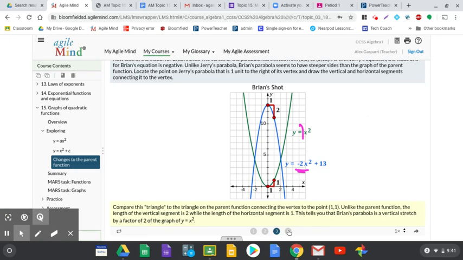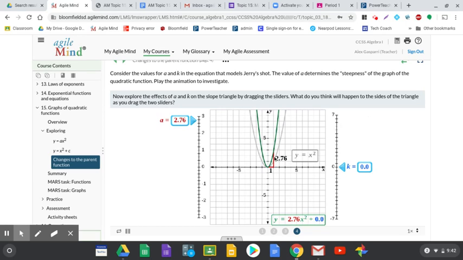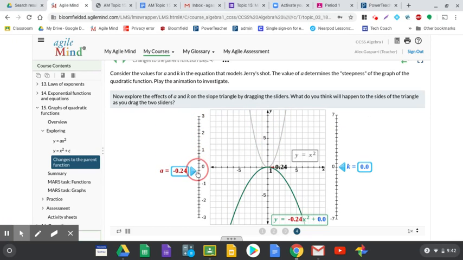So if you go to panel 4, they want you to explore different values of A and K and see what happens to the triangle as you move A up and down, right? So the higher you go, the steeper, the narrower your parabola gets. So again, that idea of slope, you're getting steeper. Same thing when you go into the negatives. The more negative you go, the narrower and the steeper your parabola looks.